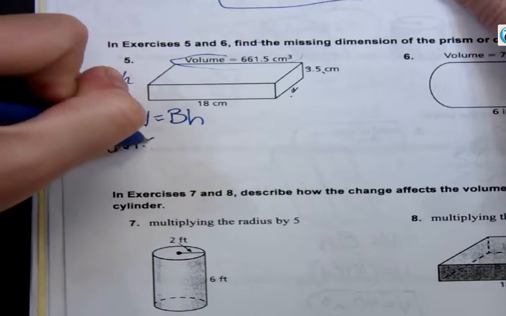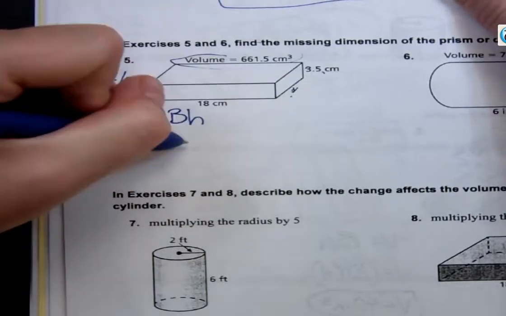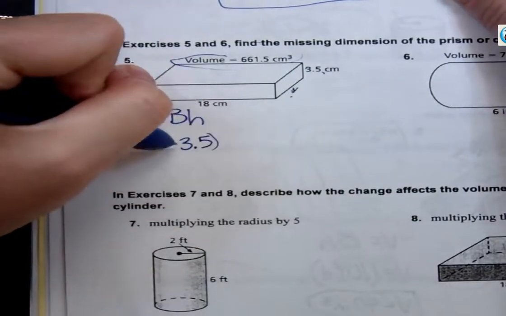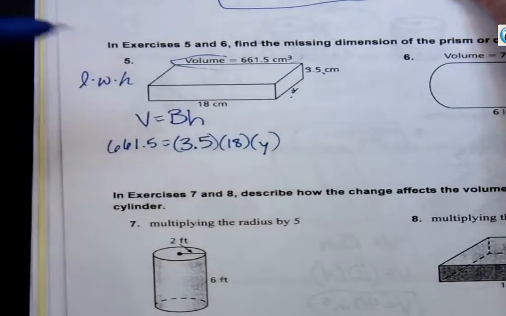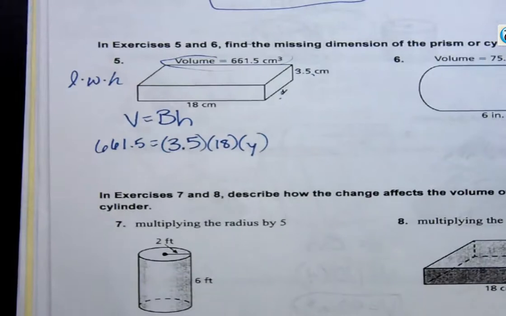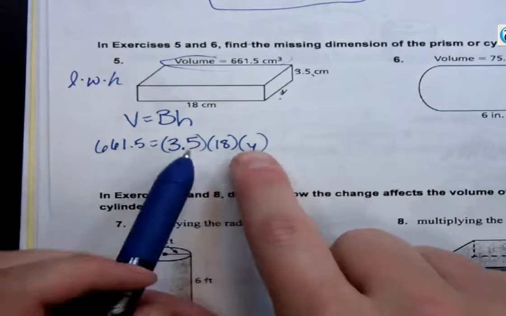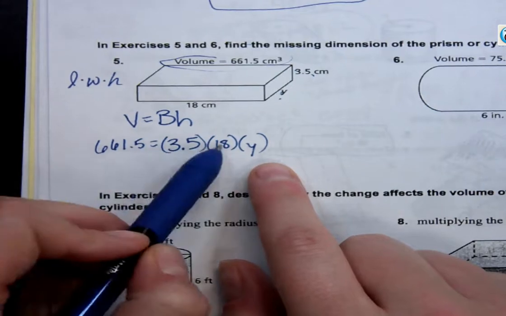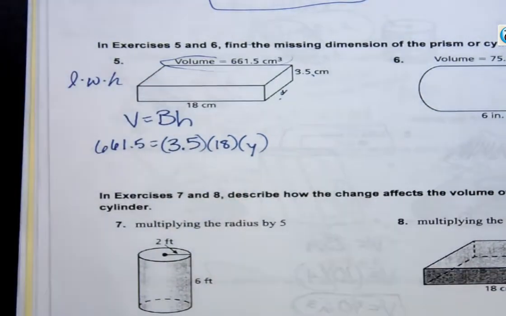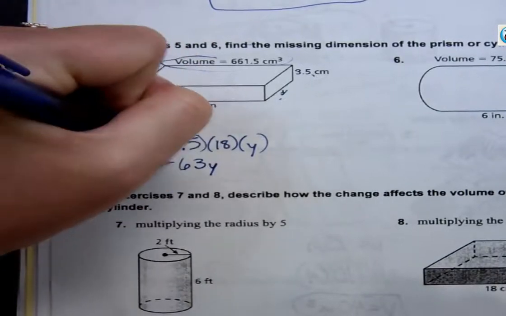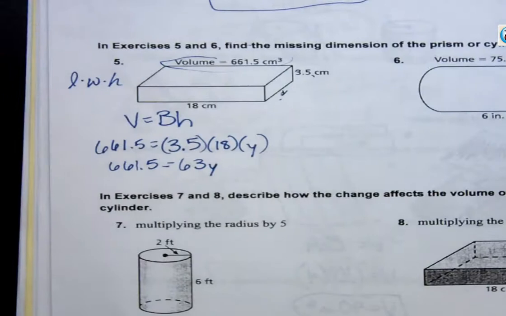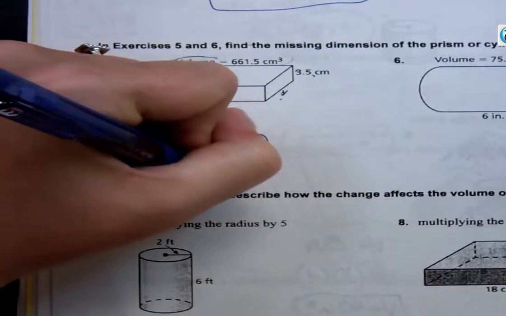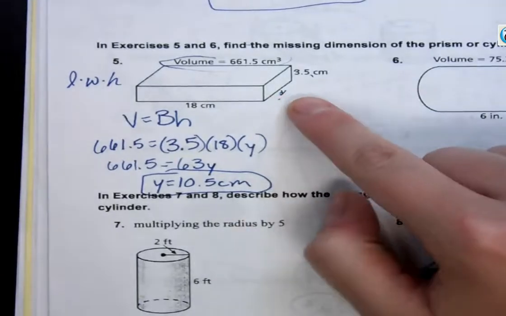So we can plug 661.5 in for the volume, and then 3.5 times 18 times y, because we can use that length times width times height formula. So now you have everything except this y. So what you want to do is take 661.5 and divide it by those two. So we could multiply those together, 3.5 times 18, that's 63, and then divide 661.5 by that 63. So we get 10.5 centimeters. Remember, this is not cubed because all this is that side length there.